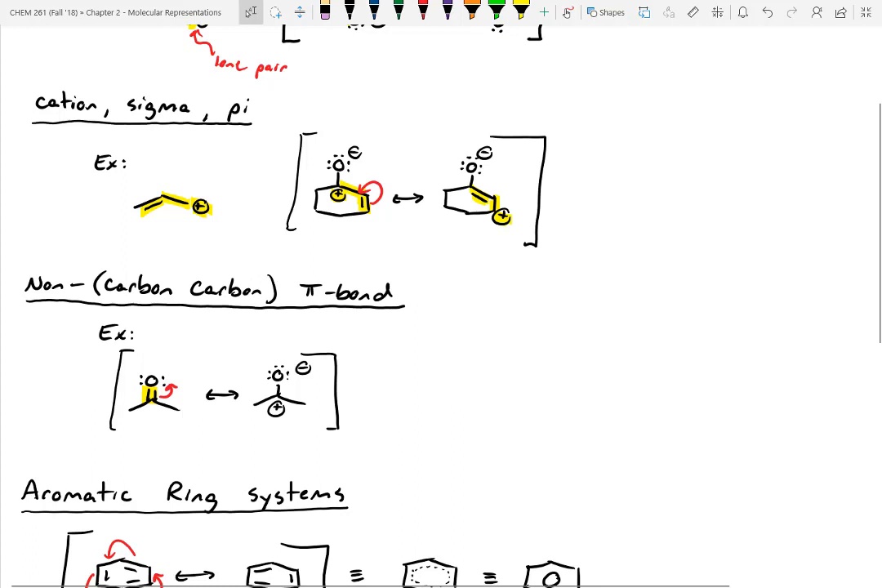These are typically pretty minor contributors, and why is that? Why is this one on the right a minor contributor? Charges and octets. Octets are the first thing we look at, so this would be a pretty minor contributor. You can draw this. Why don't we do normal carbon-carbon bonds as resonance structures? Meaning, let's say I've got this molecule. Why don't I show a resonance structure that looks like this?